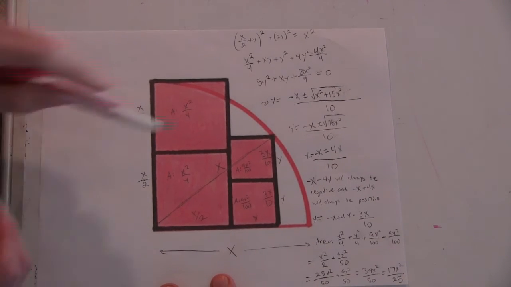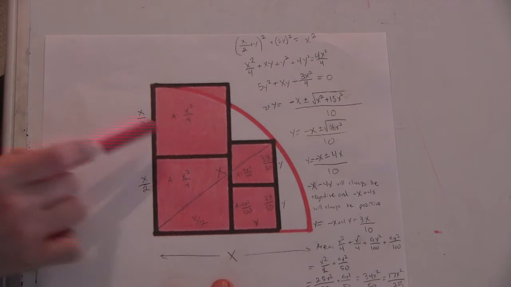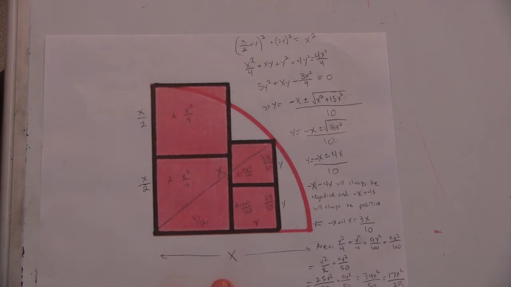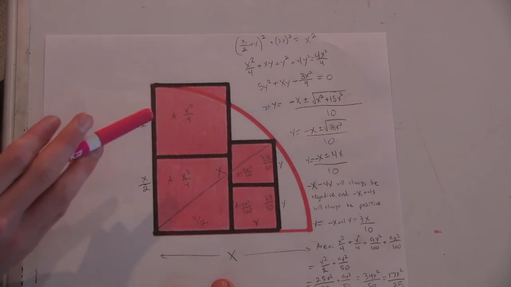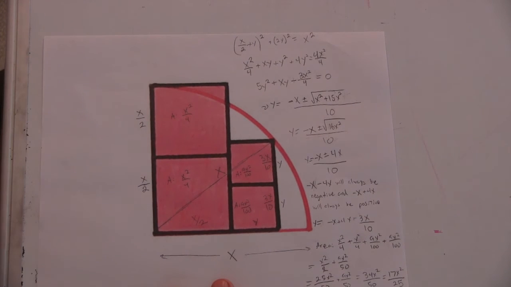That makes our area for each of these 9x squared over 100. So adding them together makes 9x squared over 50. And I also added these two together to get x squared over 2. We had to multiply by 25 over 25 to get a common denominator. So we had 25x squared over 50 plus 9x squared over 50, so we get 34x squared over 50. Then we can divide by 2 to get 17x squared over 25.